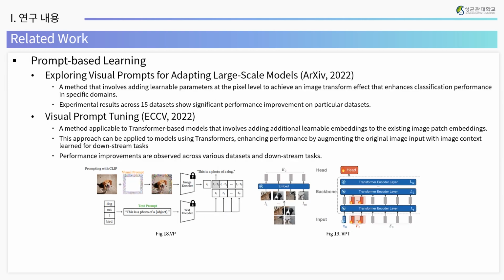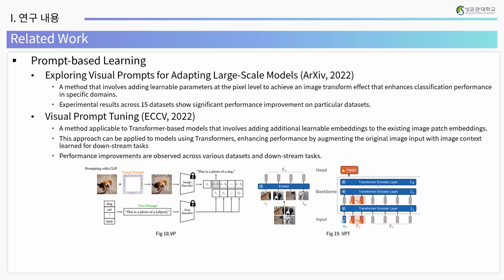This page is for visual prompt learning. The paper Exploring Visual Prompts for Adapting Large-Scale Models proposes a method that involves adding learnable parameters at the pixel level to achieve an image transform effect that enhances classification performance in specific domains. Experimental results across 15 datasets show significant performance improvements on particular datasets.